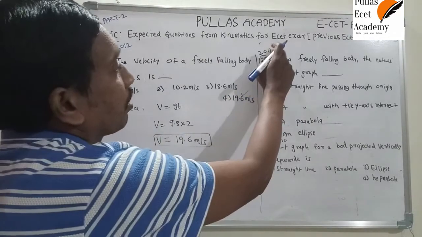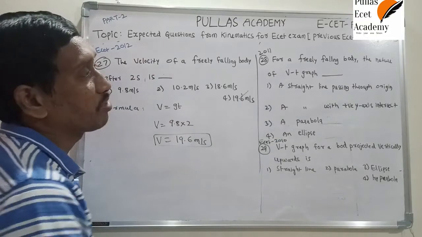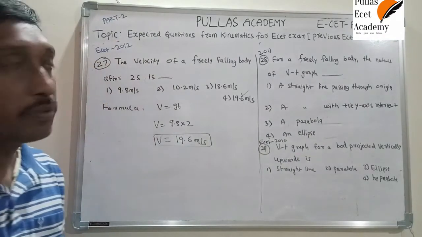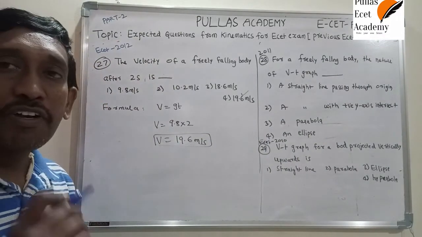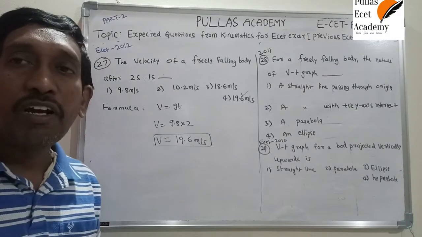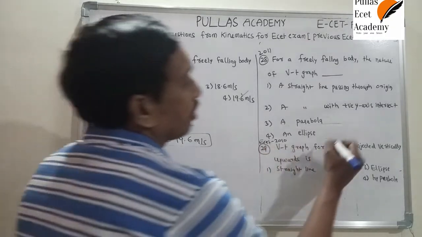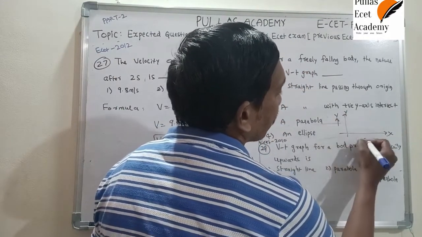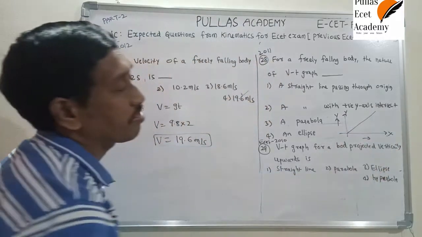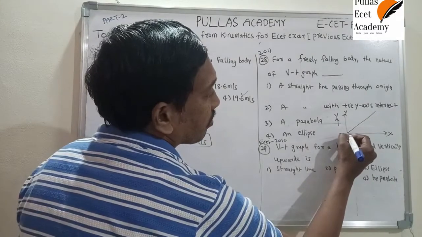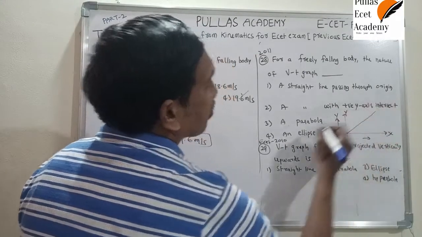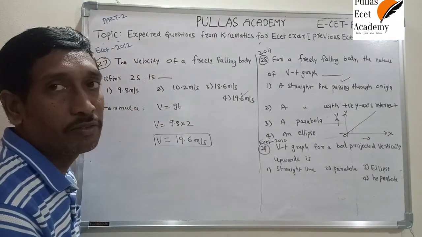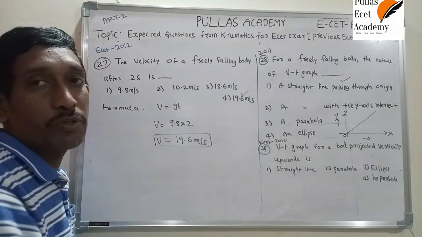Okay. Next, the 2011 paper. It's also a very simple question, a direct concept-oriented question: for a freely falling body, the nature of the velocity diagram. For a freely falling body, initial velocity is 0. Then velocity gradually increases with time. In this graph, this is the x-axis, this is the y-axis. On the y-axis is velocity, on the x-axis time. The straight line passes through the origin, so initial velocity is 0. Now as time increases, velocity increases gradually. That's why a straight line passing through the origin is correct here. So this question is repeated in the 2011 paper.